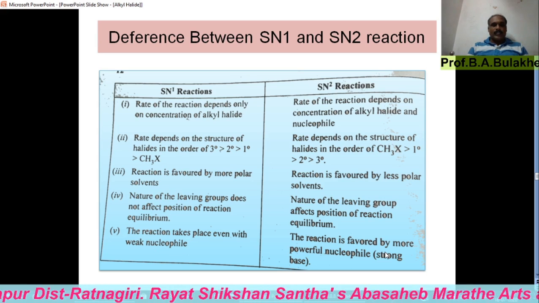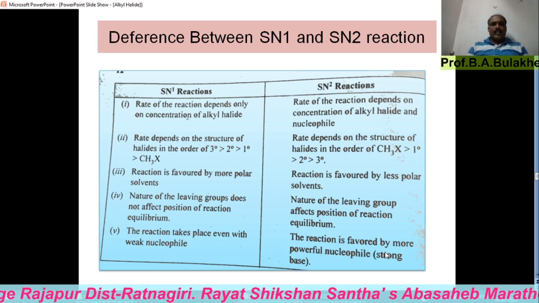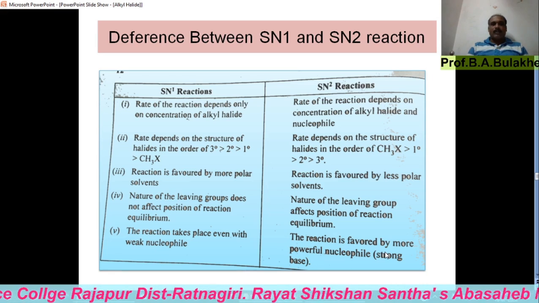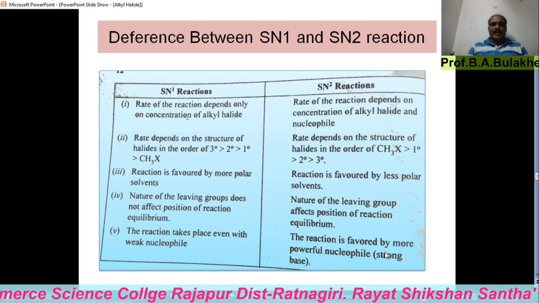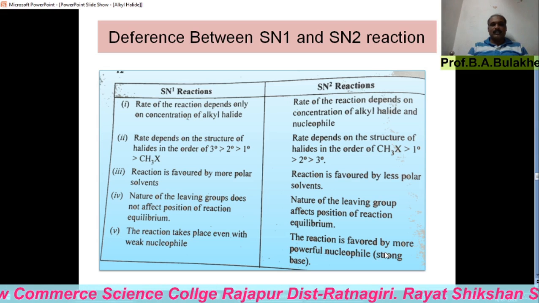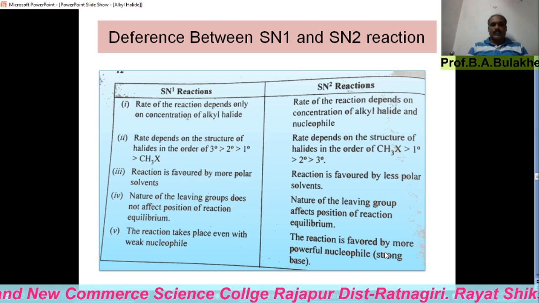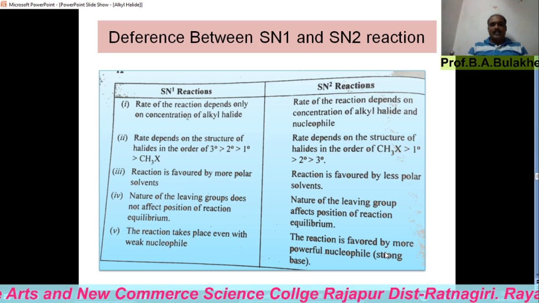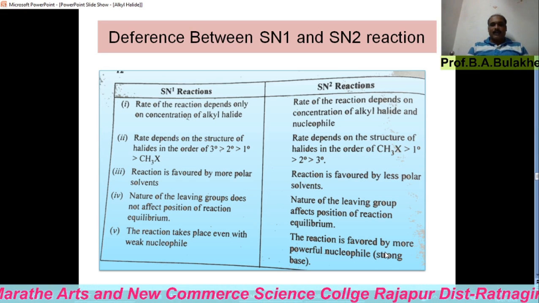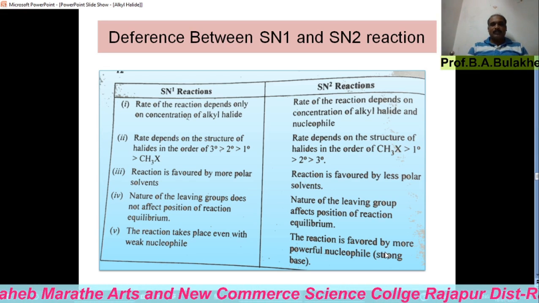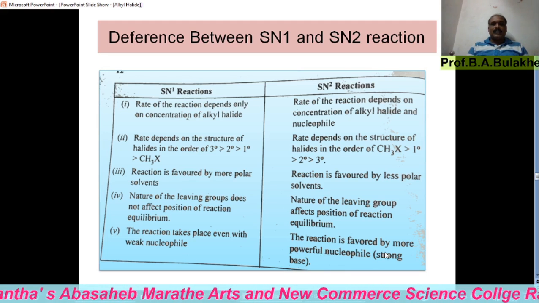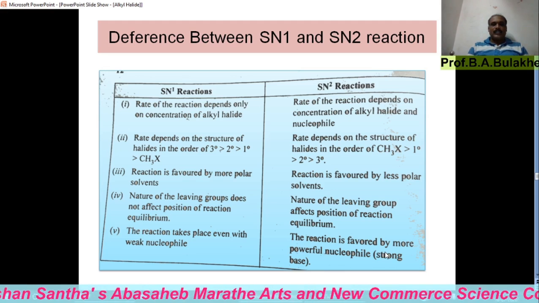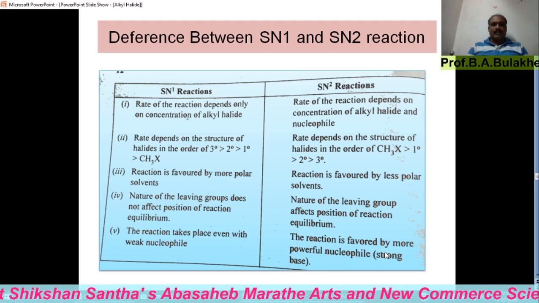Next point, SN1 reaction is favored by more polar solvents due to the formation of planar carbocation, which is stabilized by more polar solvents. In SN2 reactions, the reaction is favored by less polar solvents because this reaction does not form a carbocation. It is a simultaneous mechanism.